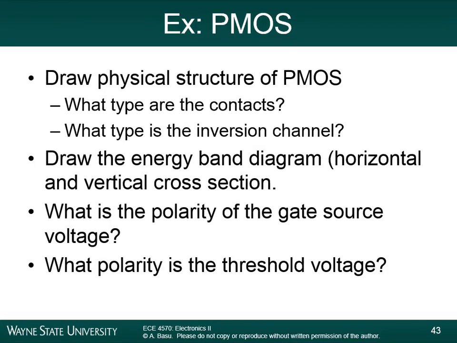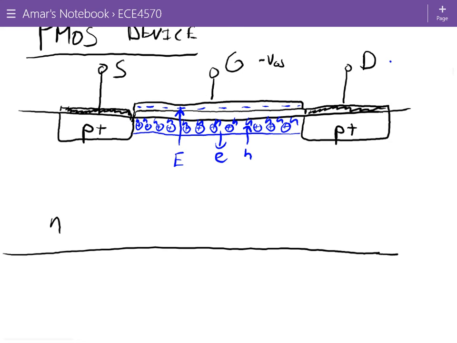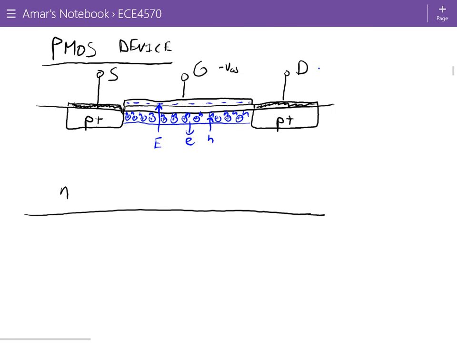Yes. Okay. Draw the energy band diagram in the horizontal and vertical cross-section. What is the polarity of the gate source voltage? What is the polarity of the threshold voltage? So we've gone over some of these things. We haven't gone over the energy band diagrams. There'll probably be a question on energy band diagrams on the exam, so I don't want to go over everything here. But, why don't we do... I think this is the question that's similar to what you had in the homework.